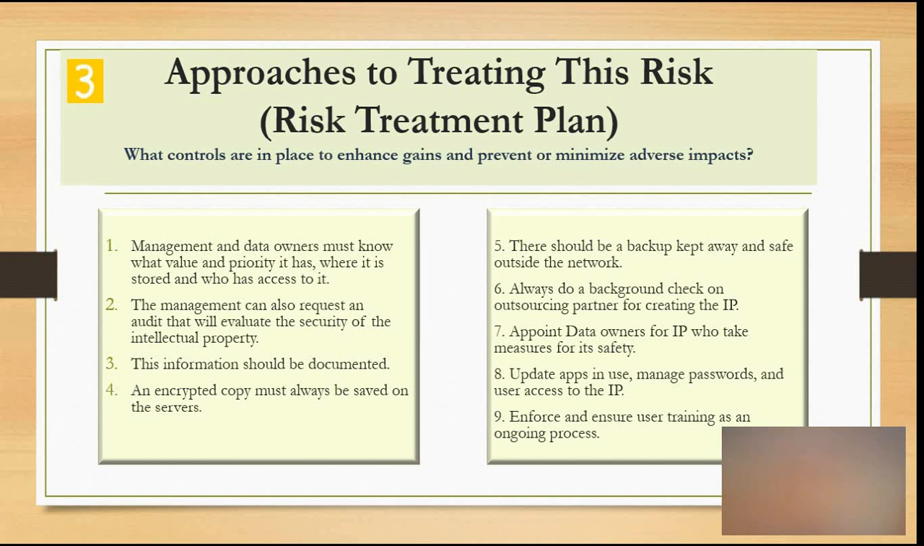There are a few ways that we need to look at. Number one, we should always keep our data encrypted. Our data should have a backup stored somewhere else so that this can be a way to restart the system until we deal with the breach. Number three, there must be an intellectual property data owner who always takes measures for its safety. Number four, the apps must be updated frequently, passwords must be changed, and user trainings must be conducted frequently.